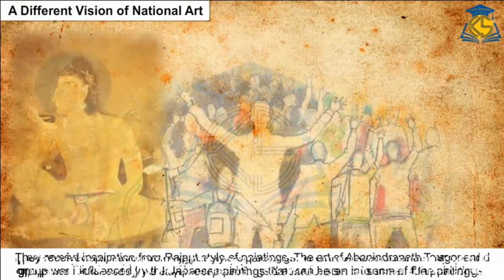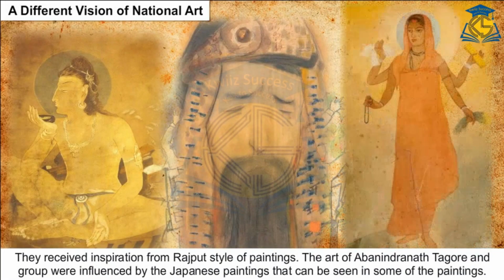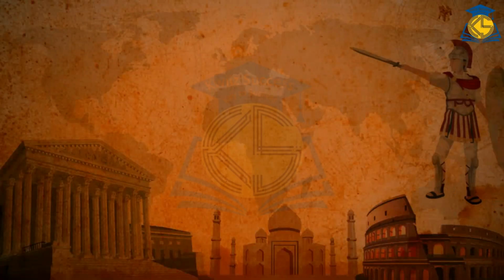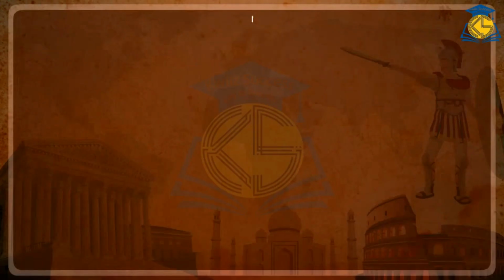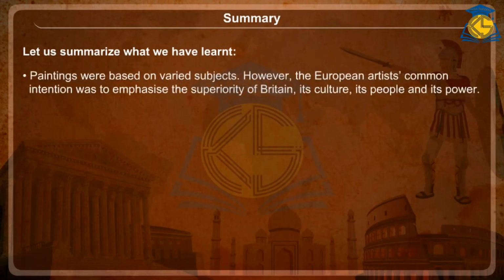The art of Abanindranath Tagore and his group was influenced by Japanese paintings, which can be seen in some of the paintings. Summary. Let us summarize what we have learned. Paintings were based on varied subjects.